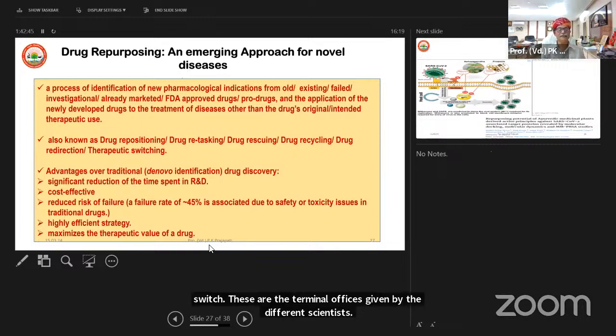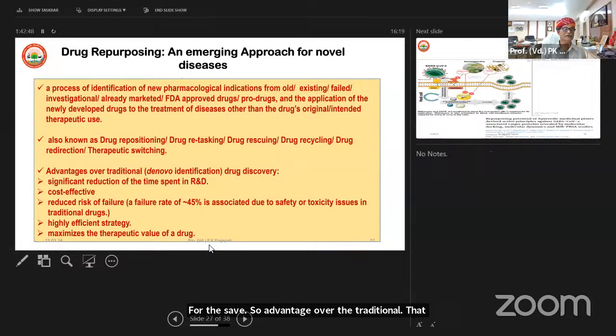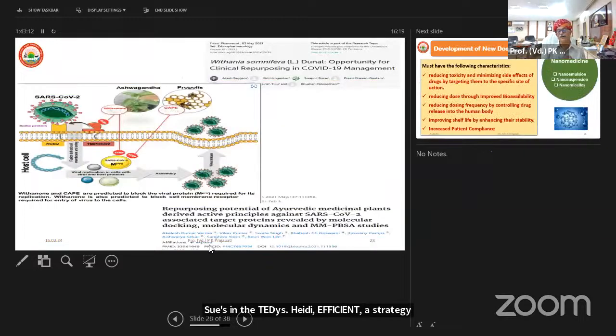The advantages over traditional drug discovery are a significant reduction of the time spent in R&D, and cost effectiveness. It also reduces risk: a failure rate of more than 45% is associated with safety and toxicity issues in traditional drugs. It is a highly efficient strategy, maximizing the therapeutic value of the drug. So many things are going on everywhere, so it should be adopted in our minds also, that anything can be done by using different technologies.